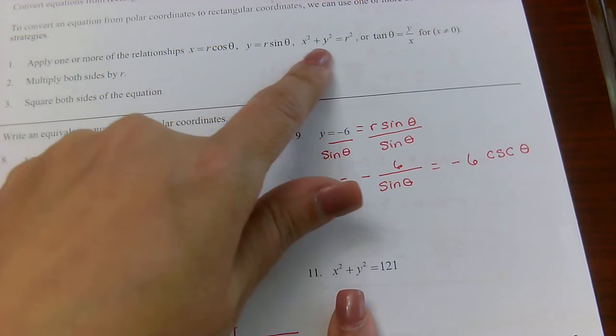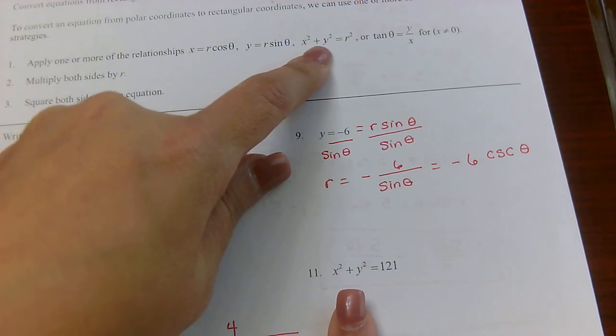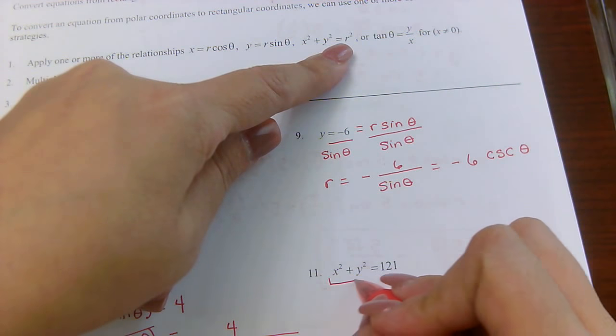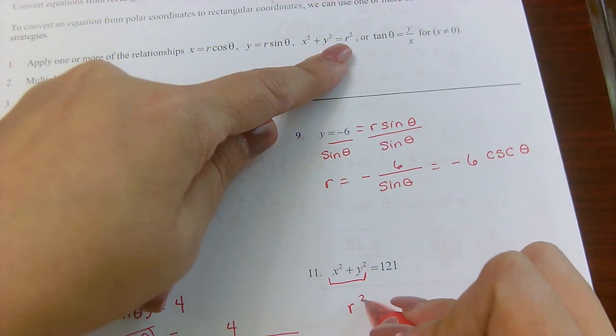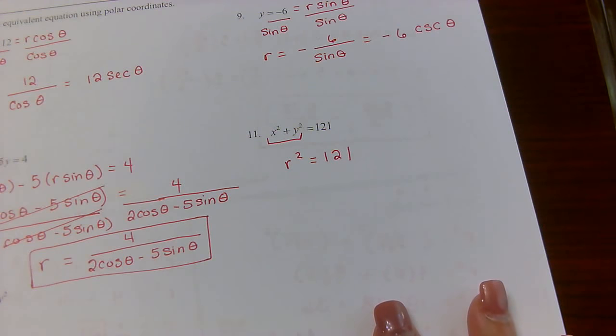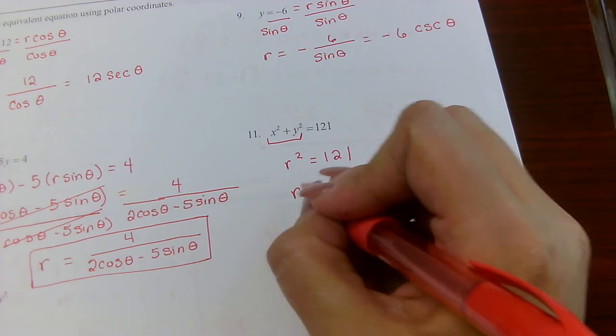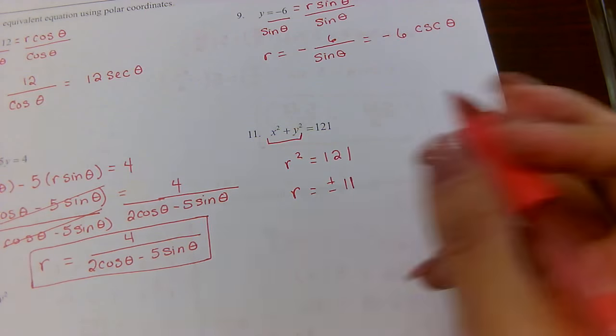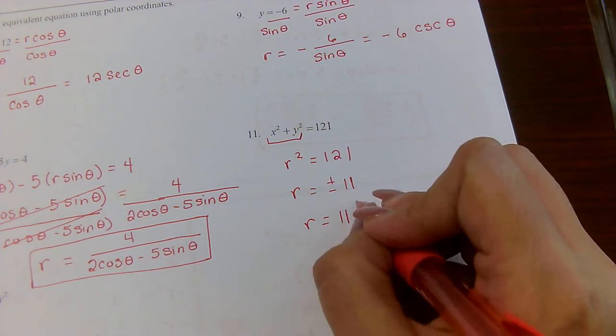Number 11. This one's a really convenient one because I can see here x squared plus y squared is equal to r squared. So all I'm doing here is saying all of this is r squared is equal to 121. Okay, solve for r. r is going to be equal to plus or minus 11. r will equal 11.